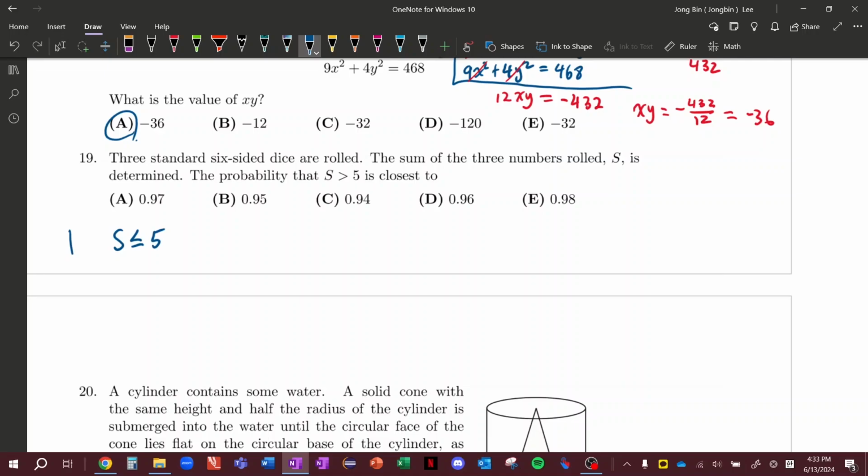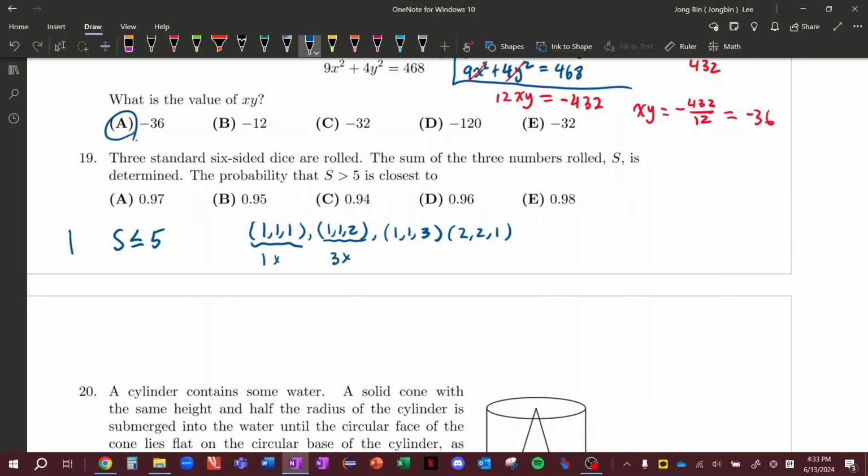So what are the different cases where the sum would be less than or equal to 5? First, we have a case of 1, 1, 1. Second, we have a case of 1, 1, 2. And third, we have a case of 1, 1, 3. And fourth, we have a case of 2, 2, 1. And here, there's only one way because there are no other different arrangements of it. But for the case of 1, 1, 2, it could be 1, 1, 2, 1, 2, 1, or 2, 1, 1.